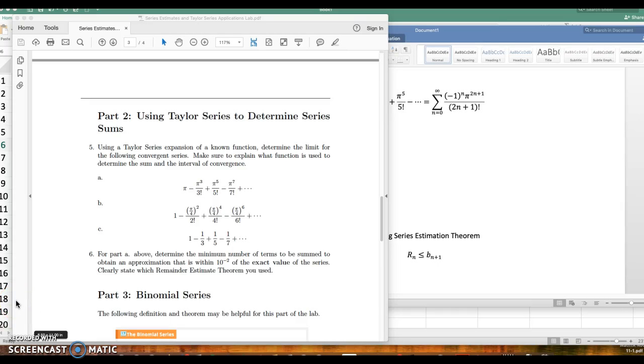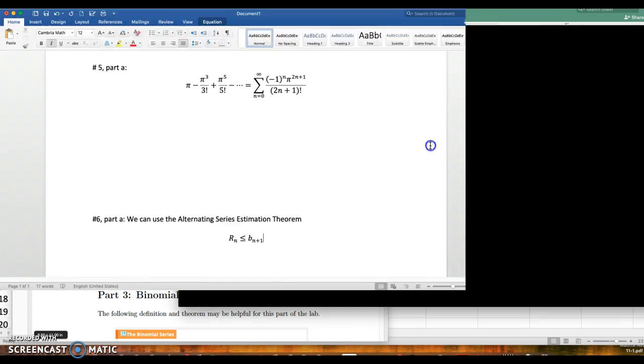Hello, I want to go over a couple problems from the lab that's due tonight. So this is lab number 3, Taylor Series Application Lab and Remainders. If I'm looking at 5a as an example, how do we find the value of an infinite sum? Generally, this is very difficult. I have this written down over here.